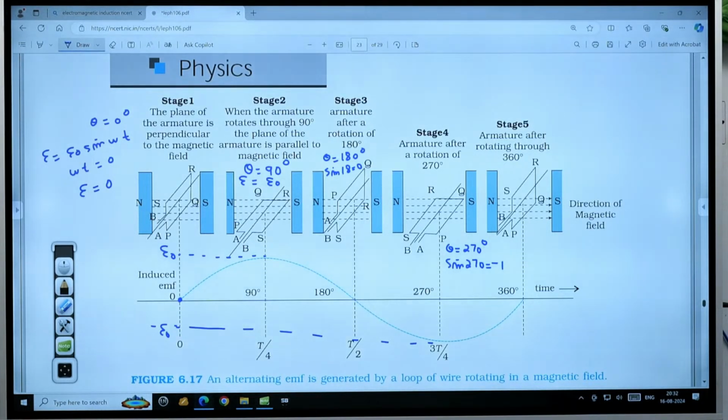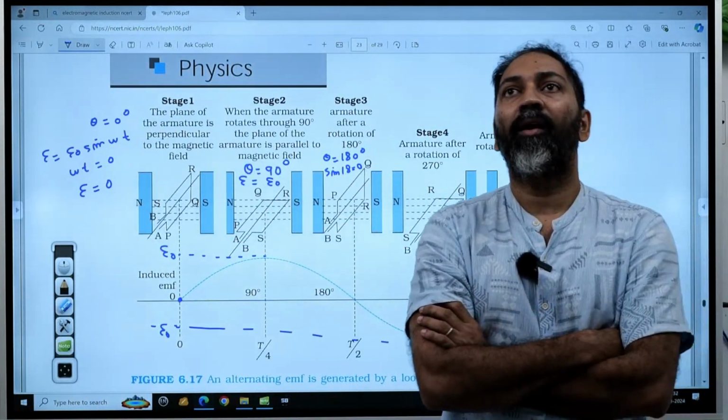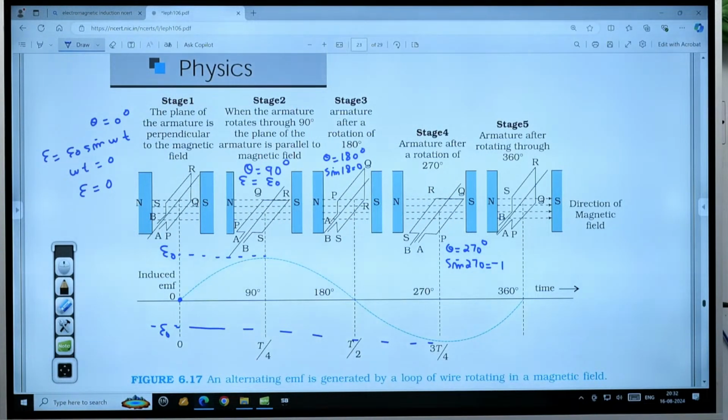Explain AC generator with neat figure. Derive an expression for instantaneous EMF. Then also draw the waveform of instantaneous EMF. 5 mark question you can expect.